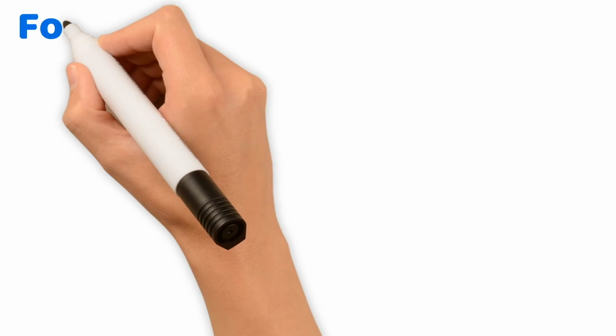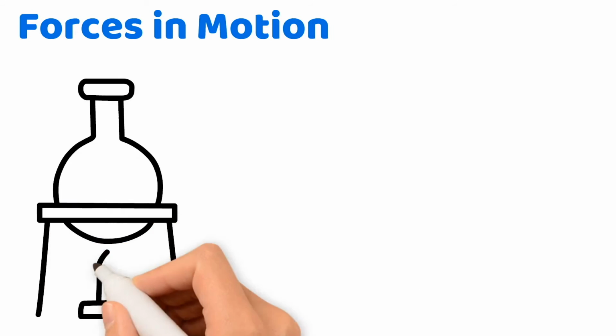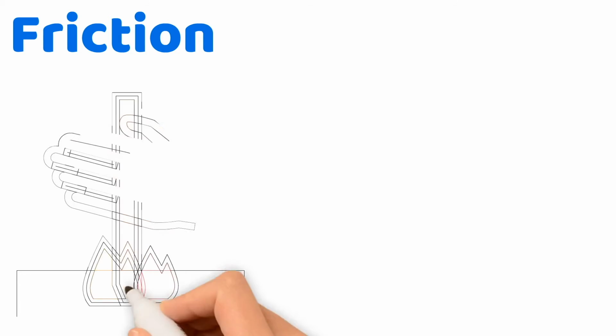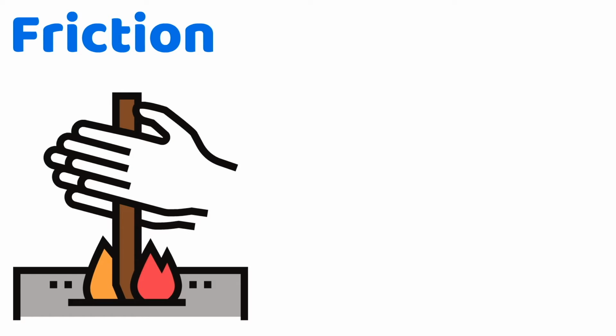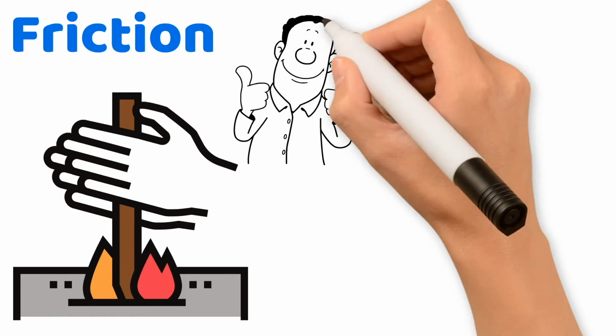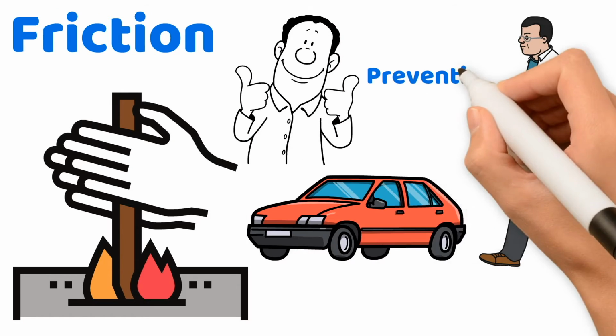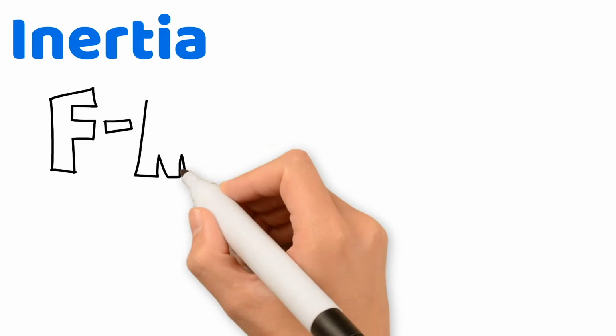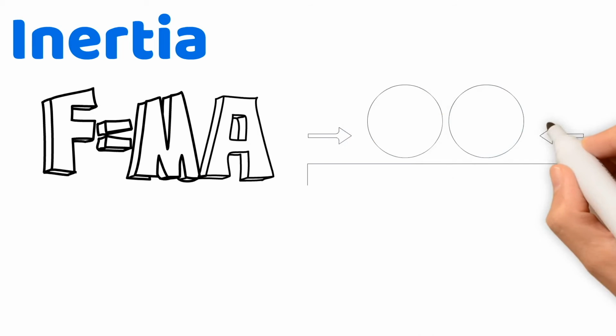Conservation strategies. Strategies such as promoting energy efficiency, transitioning to renewable energy, and implementing supportive regulations are vital for sustainable development. Forces in motion. In physical science, understanding how different forces affect motion is crucial. Friction. This force opposes the motion of objects in contact. It plays a critical role in everyday activities, such as walking and driving, by preventing slipping and aiding in the stopping of vehicles.